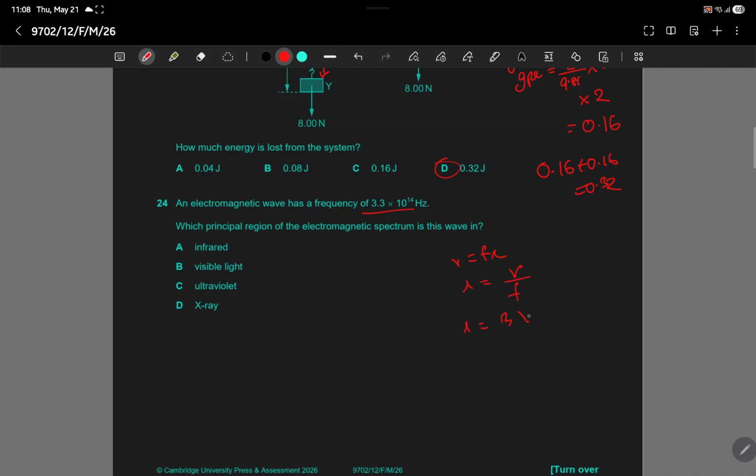This is in vacuum, so v is 3 × 10^8, which is the speed of light, divided by 3.3 × 10^14. We have to memorize the ranges of the wavelength, so it's better to memorize it. It's basically the only way you can solve these types of questions. We get 9.09 × 10^-7, which falls in UV. It's either UV or visible light, one or between.